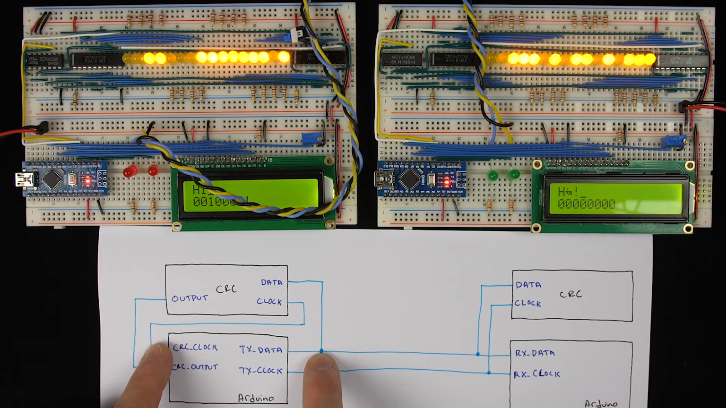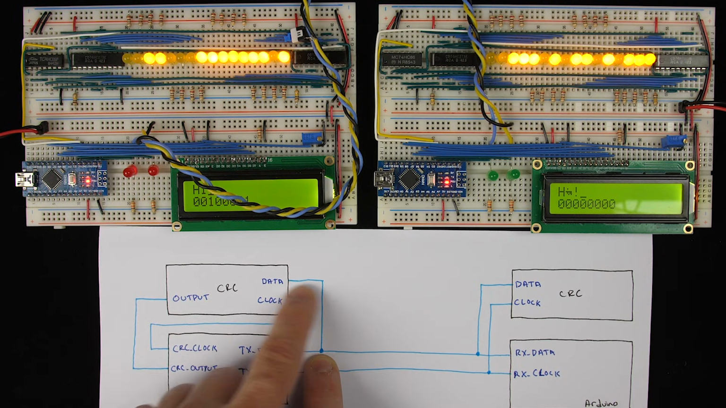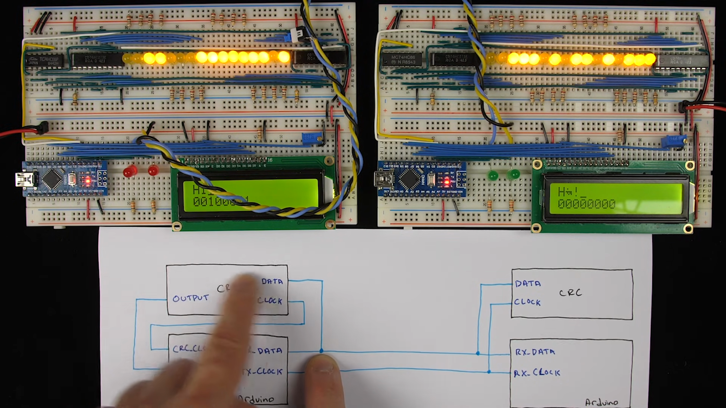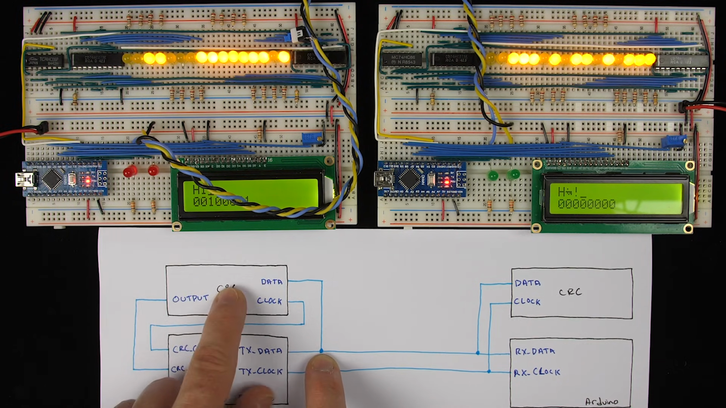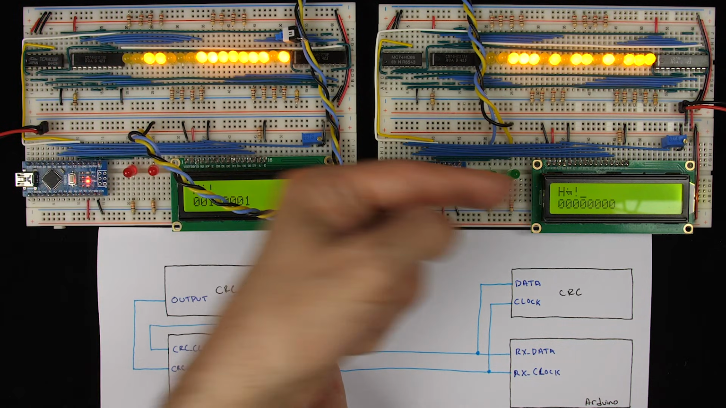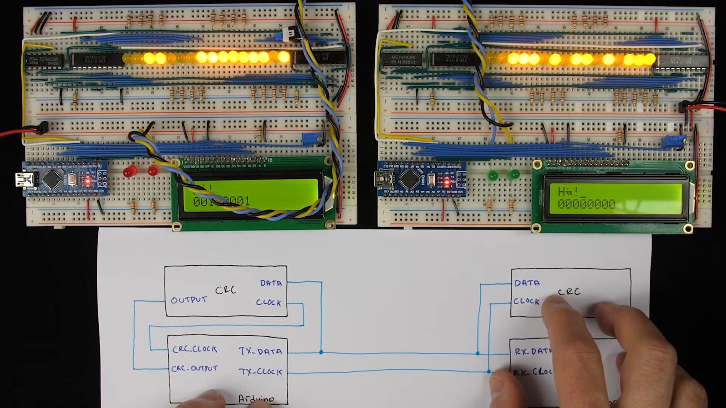We just put a 0 out on our TX data, and we pulse the CRC clock 16 times, and that'll push 16 zeros in here. And then we'll actually have the CRC in our CRC computation, just like we do here, but we won't have sent those 16 zeros across to the receiver.